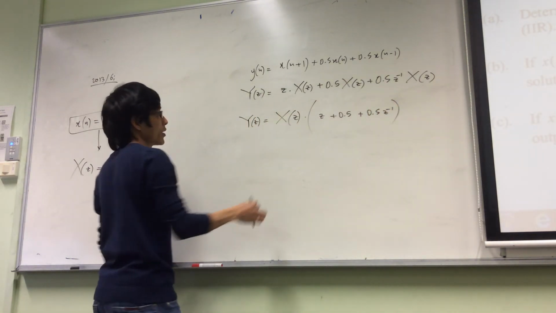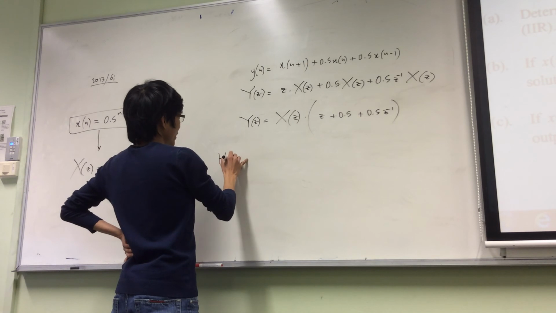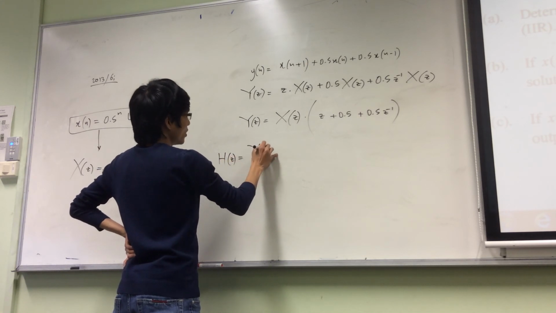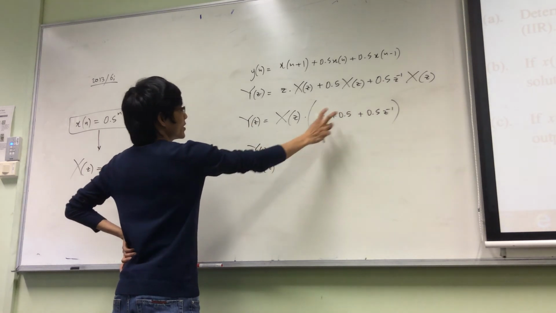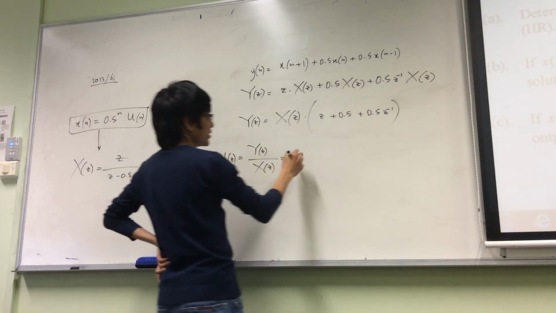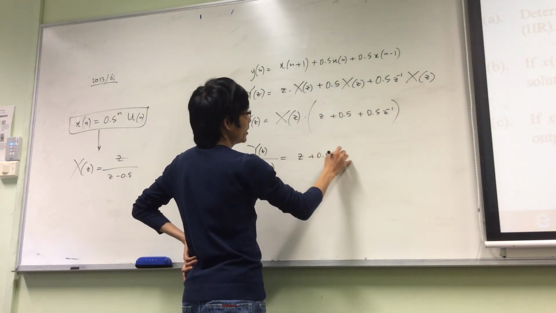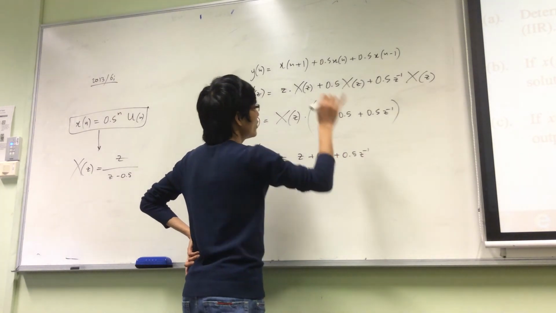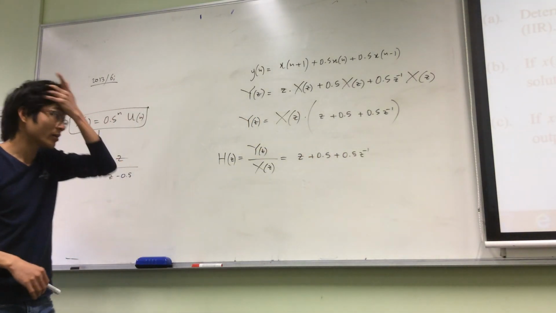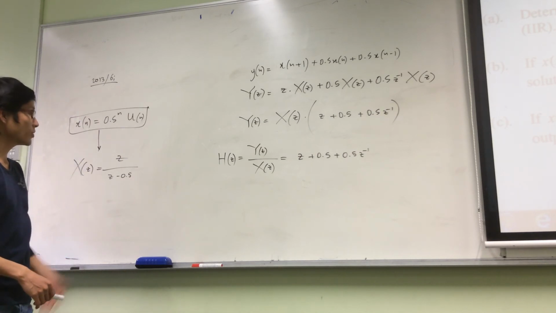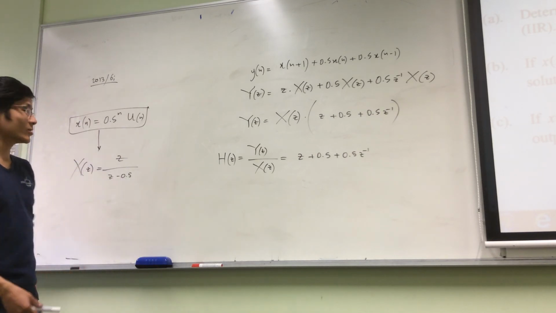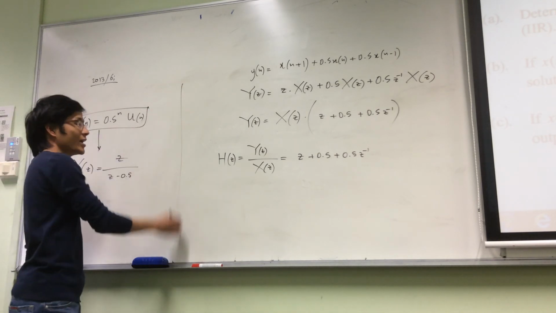And then we're going to find Hz, which is Yz over Xz. This divided by this equals this divided by this: z plus 0.5 plus 0.5 z minus 1, divided by Xz. Okay. So you got x, you got h. So to get Y, simply multiply these together.